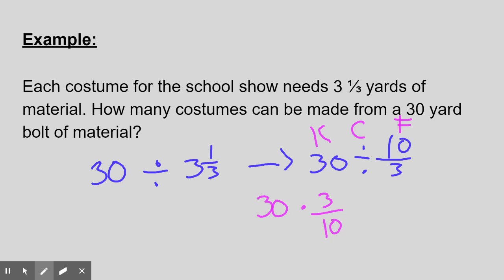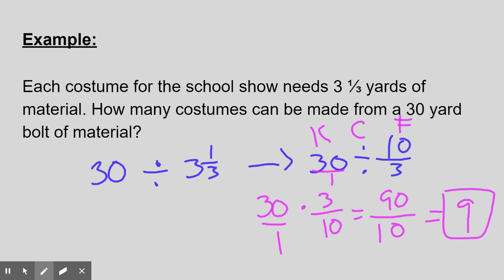And if you notice, Miss Davis forgot to do something. I forgot to put a 1 underneath that whole number. Very important. So now if I multiply across, 30 times 3 is 90. 1 times 10 is 10. In this situation, I know that a fraction is also another type of division. It's just a division problem, all right? So all I have to do here is 90 divided by 10, and I get 9 as my final answer.